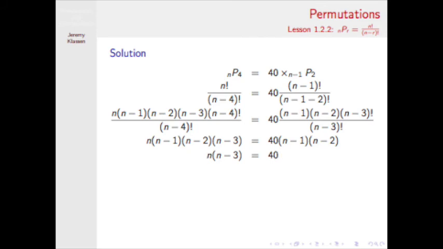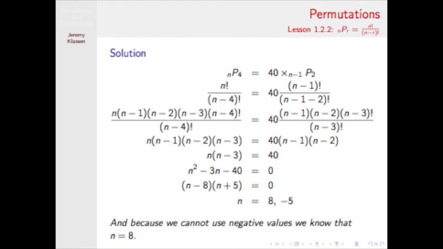At this point, you should notice that there are now factors that are common to both sides of the equation, in which case we can divide those out from both sides, and we're left with n times n minus 3 is equal to 40. Since this is now just a quadratic, we can expand the n minus 3 and bring the 40 over to get n squared minus 3n minus 40, which can easily be factored into n minus 8, n plus 5, giving us the solutions n is equal to 8 and negative 5. But once again, because we don't allow negative solutions here, we know that the answer can only be n equals 8.